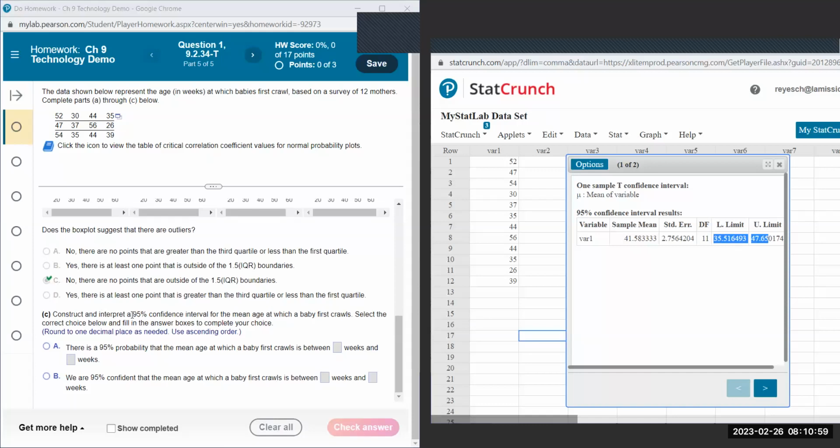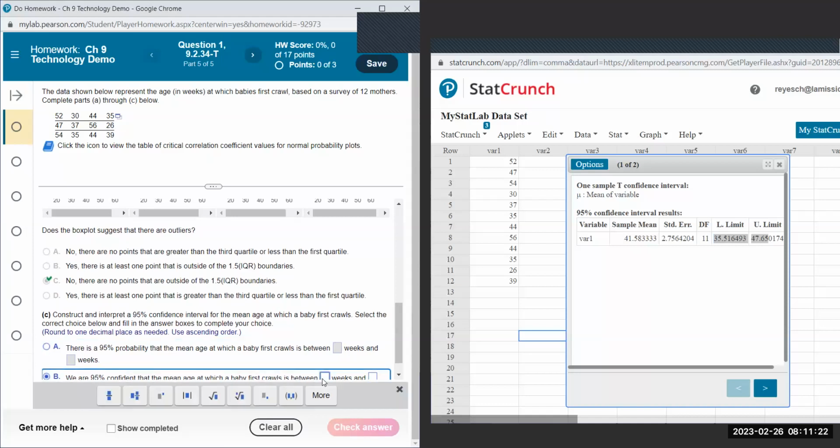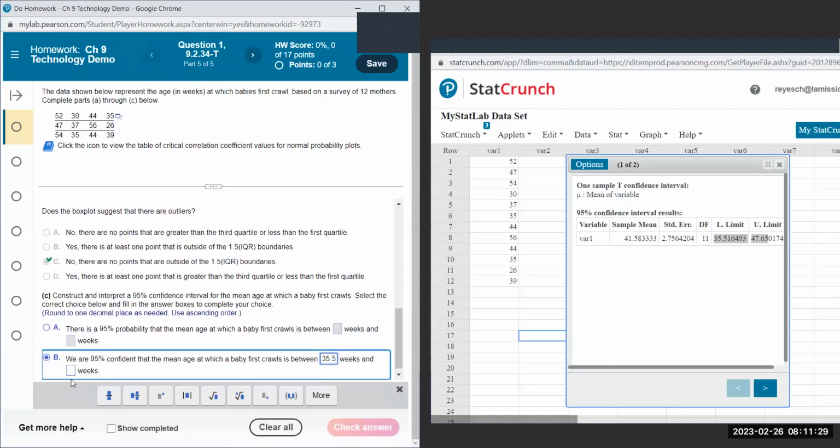So we're doing a 95% confidence. This says a 95% probability. No, this one says 95% confidence. So always choose the one that says confidence. They try to throw you off with that probability statement, which is incorrect. So we're 95% confident that the mean age at which a baby first crawls for the entire population is between, and then round your answers to the nearest tenth. So for mine, it's 35.5 and 47.7.